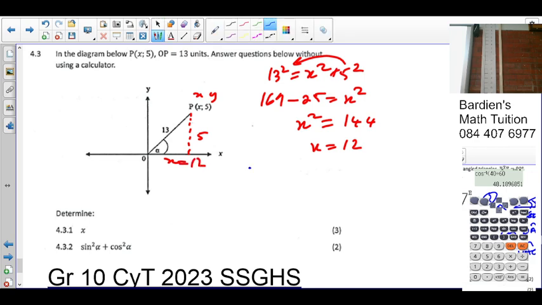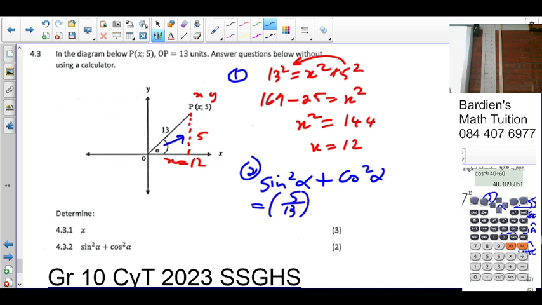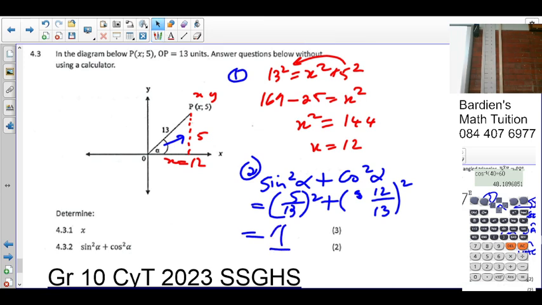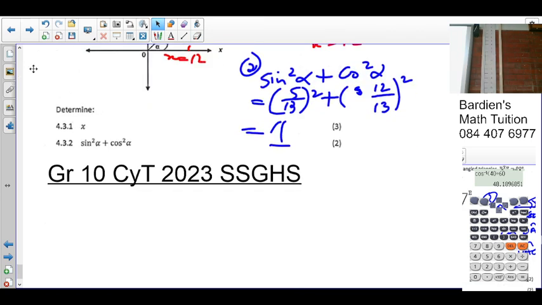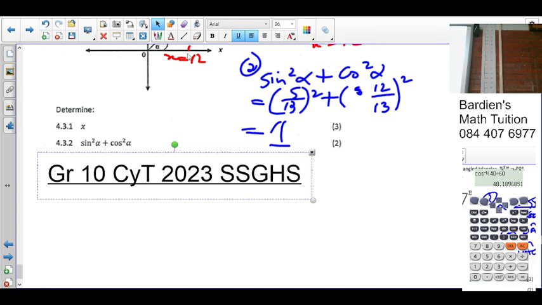Let's look at the second question. Now they want you to work out sine squared alpha plus cos squared alpha. What does sine stand for? Opposite over hypotenuse, squared, plus adjacent over hypotenuse, squared. So that gives me an answer of 1. Okay. Let's go quickly to the next one.